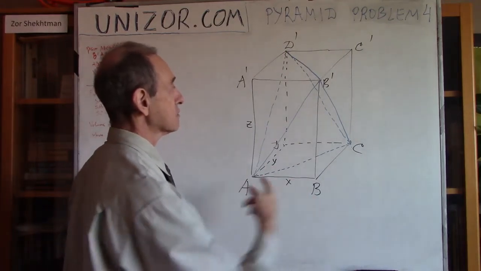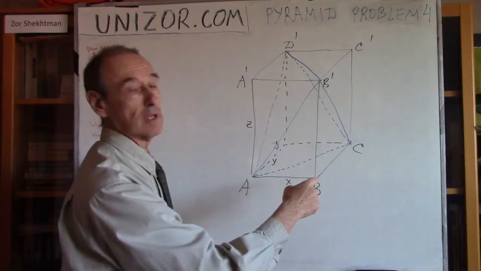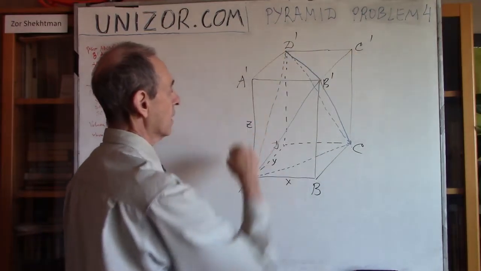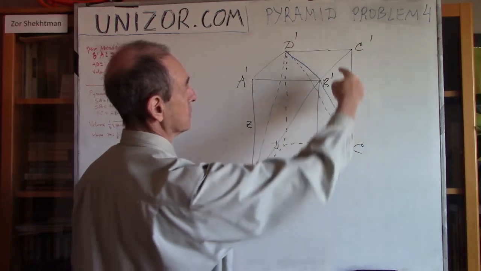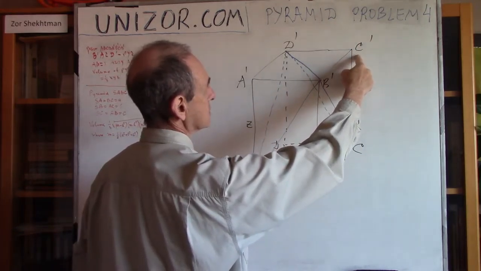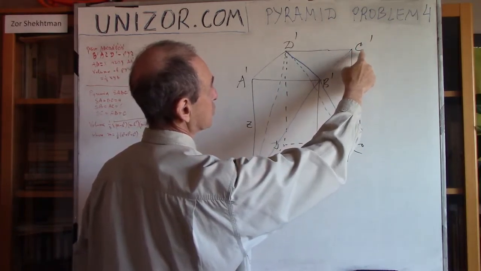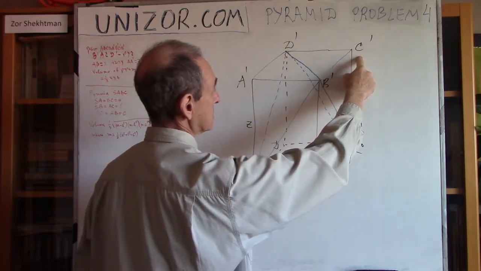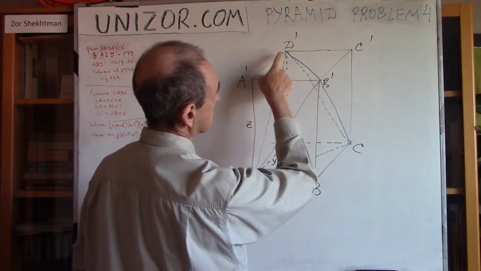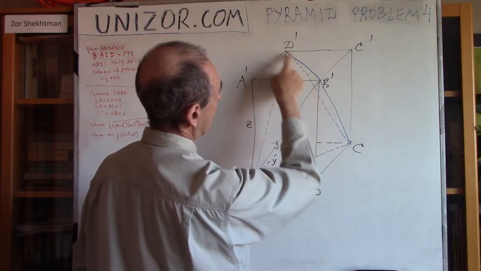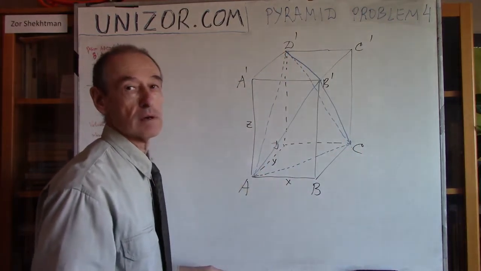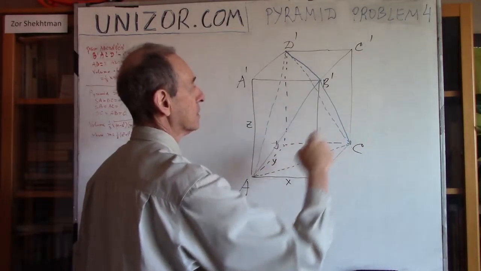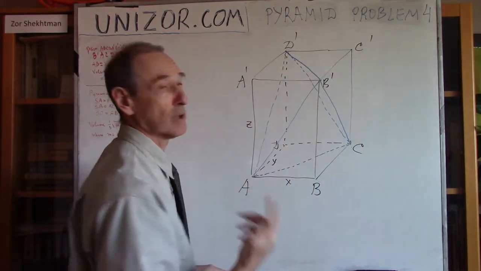Well, easier is to take the volume of the entire prism and subtract these four pyramids which I cut out, because I'm cutting out pyramids. For instance, from the C prime corner, I'm cutting out the pyramid which has its apex at C prime and its base at C, B prime, D, this triangle. Why is it easier? Well, because the volume of this pyramid is much easier to calculate.